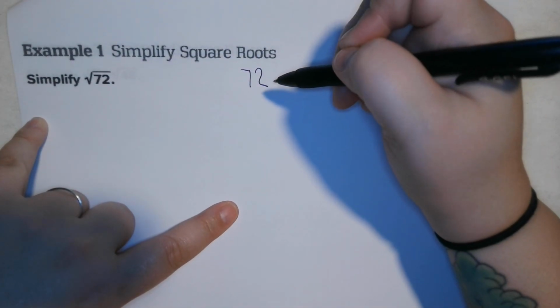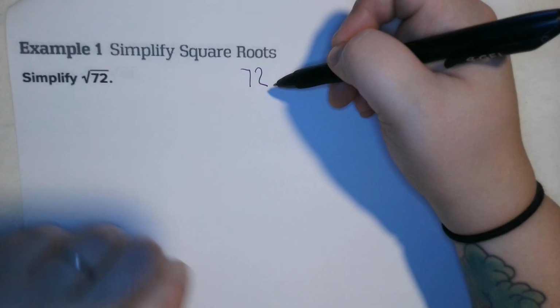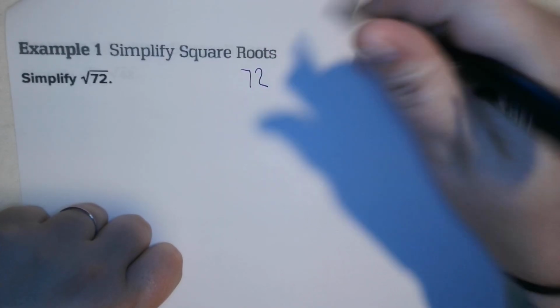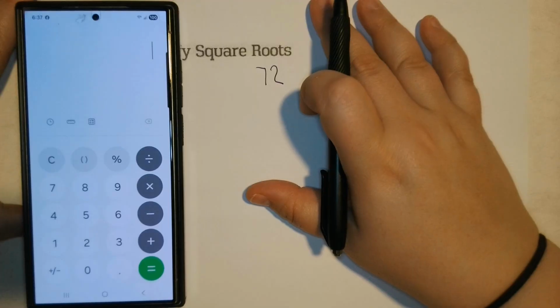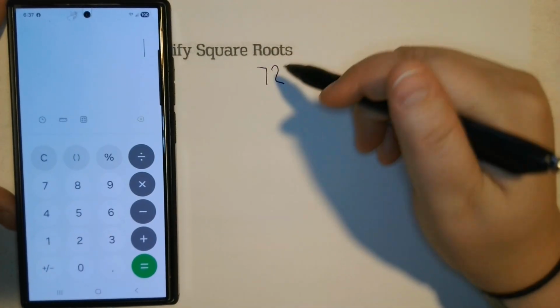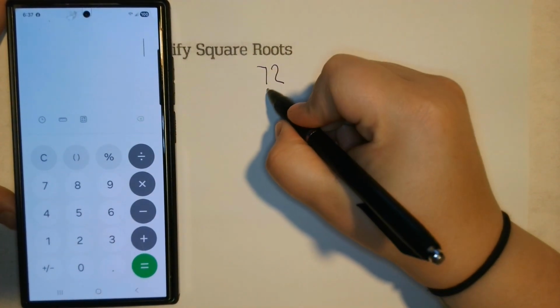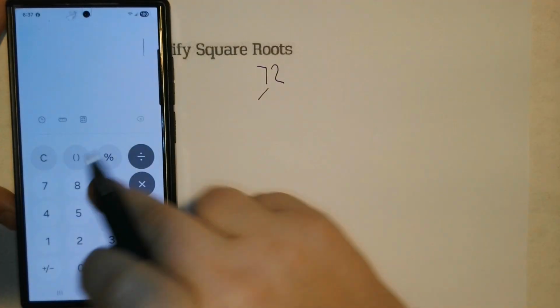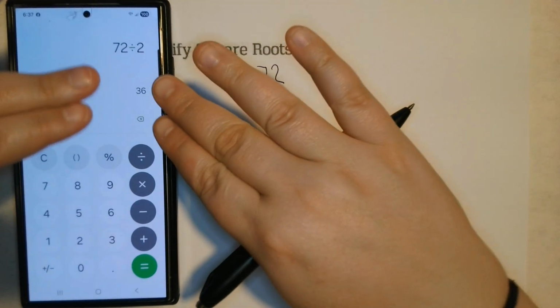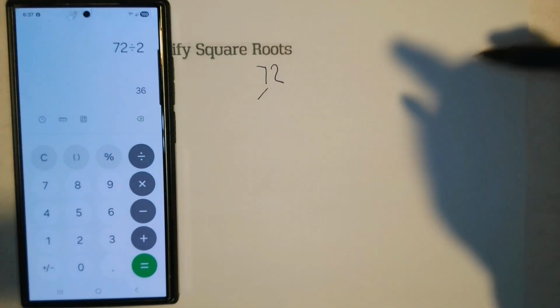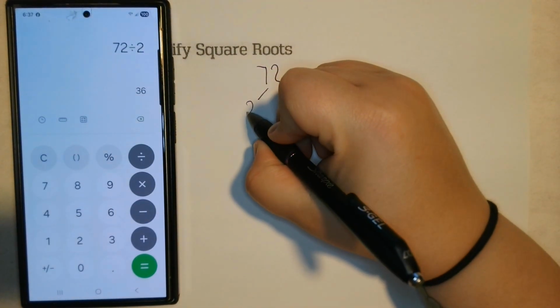So I'm going to take 72. I'm going to factor out all the numbers, so you do need your calculator. I'm basically going to find all the prime numbers that make up the number 72. So I know 72 is an even number, so I'm going to divide by 2. I'm going to leave the 36 there. I'm not going to erase it.